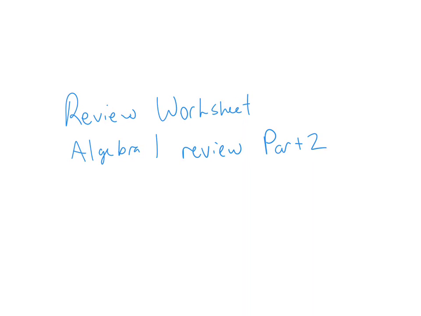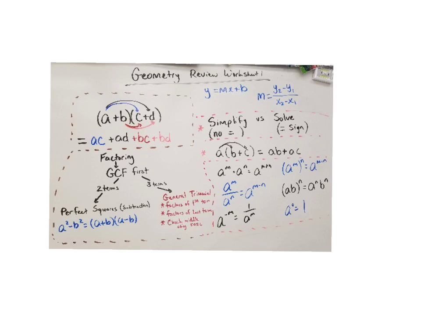Alright guys, today we're going to finish up our Algebra 1 review worksheet, part 2, so we're starting at number 19, going through. Alright, this is the hint page you're going to have on the test. So, to start off on part 2, we're going to start with number 19.